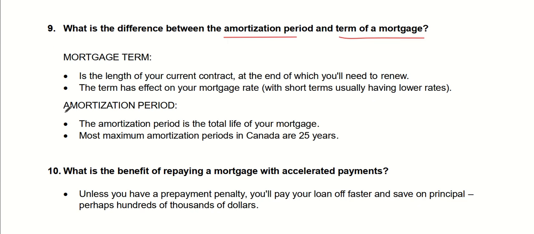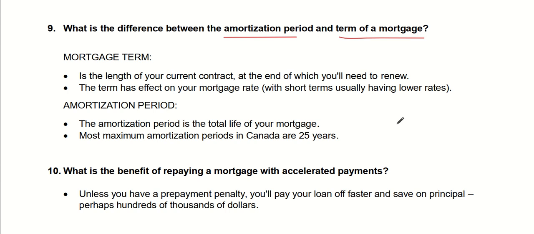Now, what is an amortization period? Well, it's like the term. Because you're renewing the contract, that can go on for many years. So the amortization period is the total life of your mortgage. The maximum amortization period in Canada is 25 years. So let's say your term is 5 years. Well, then 25 years divided by five is basically five.